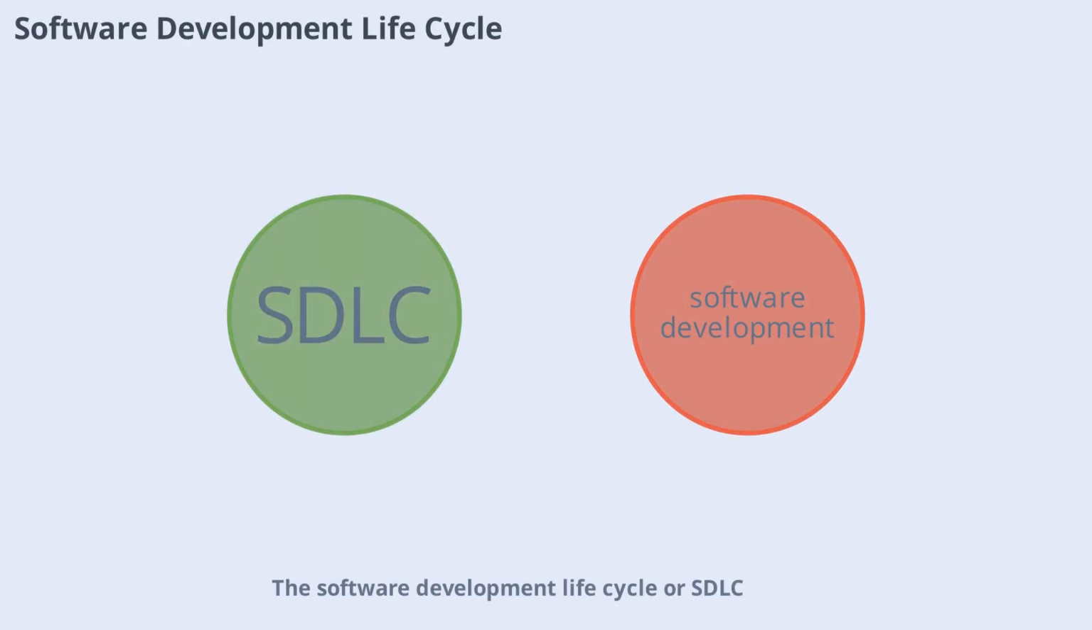Software Development Lifecycle, or SDLC, is a framework that guides the creation of software. It includes stages like requirement analysis, design, implementation, testing, deployment, and maintenance. Following the SDLC helps teams deliver high-quality software on time and within budget. Each stage is crucial for ensuring the final product meets users' needs.